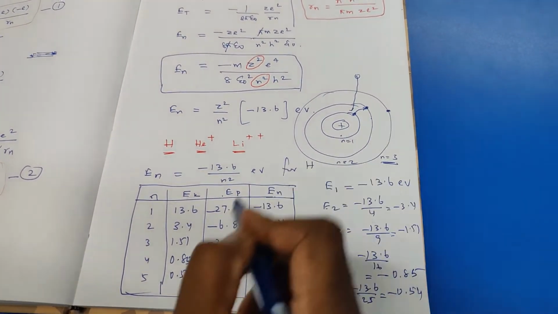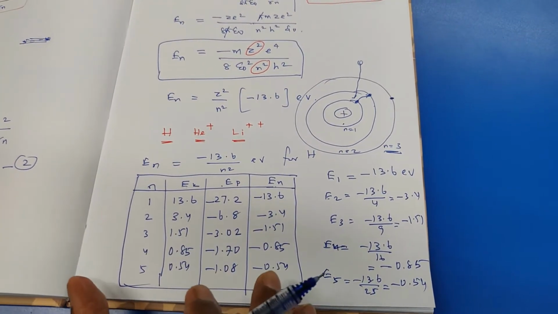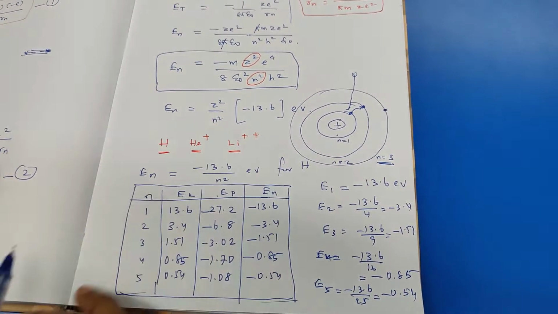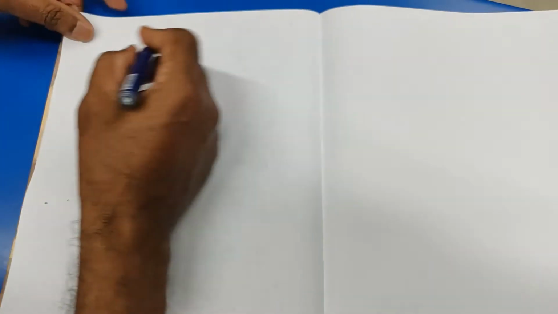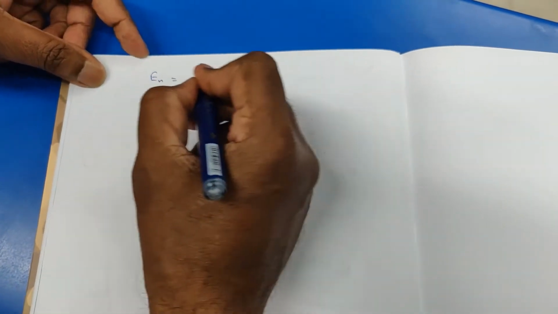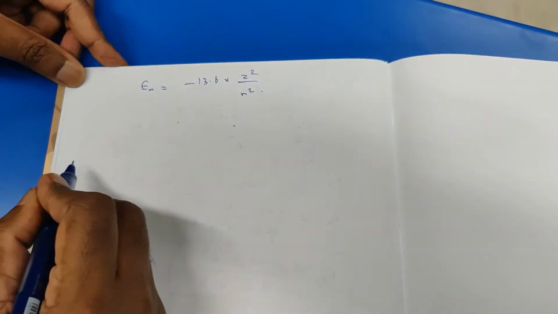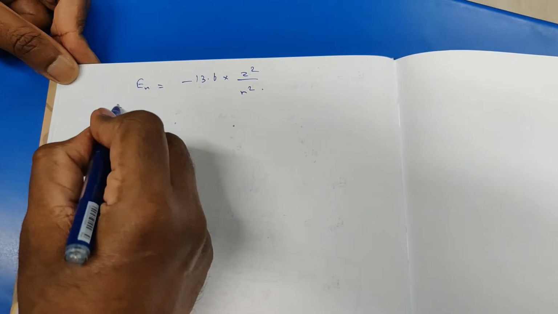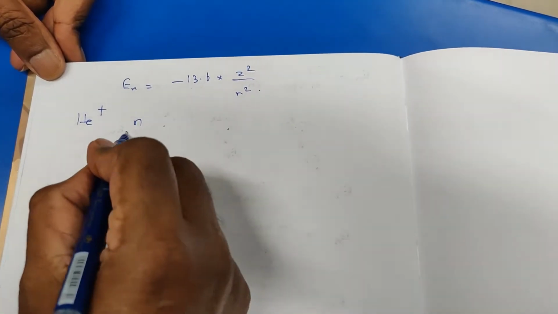If the question is what is the potential energy, you have to say minus 3.02 electron volts, like that. Okay, ready. Now let us calculate for helium, lithium. The energy is minus 13.6 into Z square by N square. For helium, it's ionized, so N is equal to 1, 2.